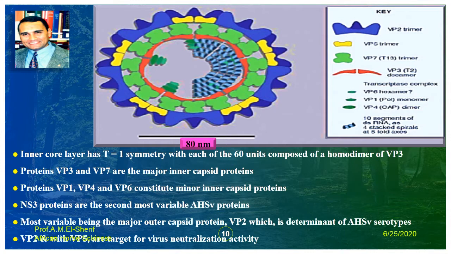Non-structural protein 3 is the second most variable African horse sickness virus protein, the most variable being the major outer capsid protein VP2, which is the determinant of African horse sickness virus serotypes. VP2 with VP5 are targets for virus neutralization activity.